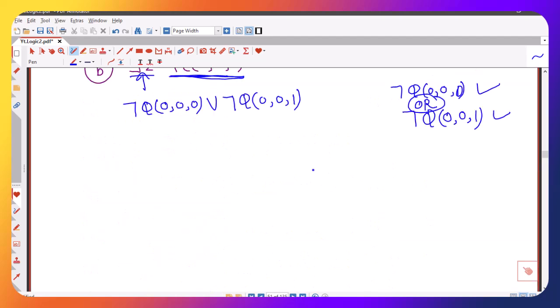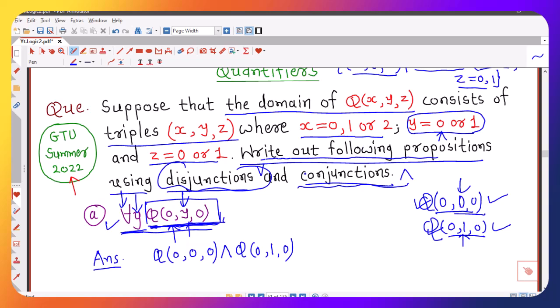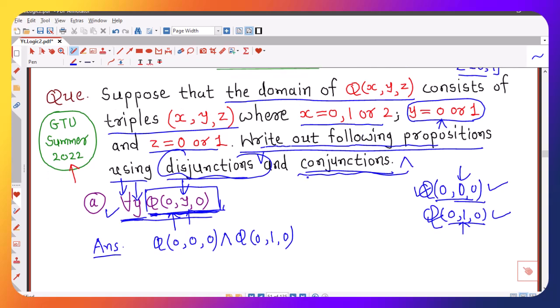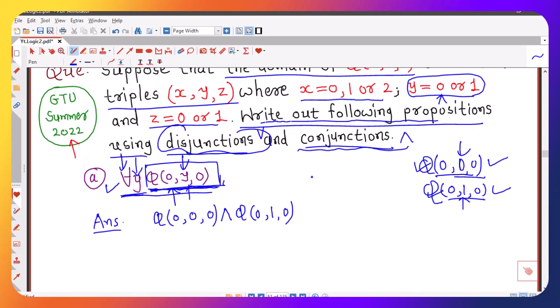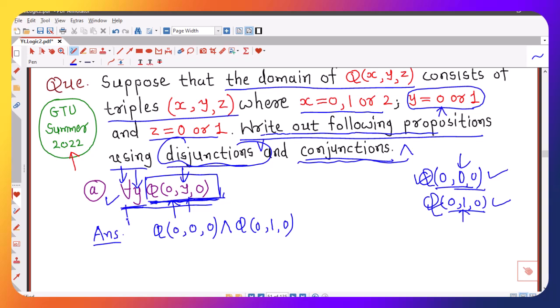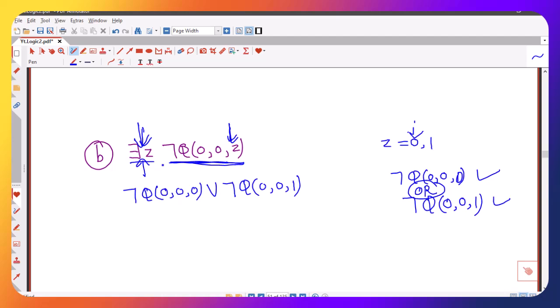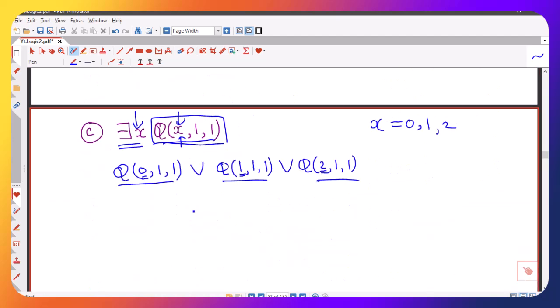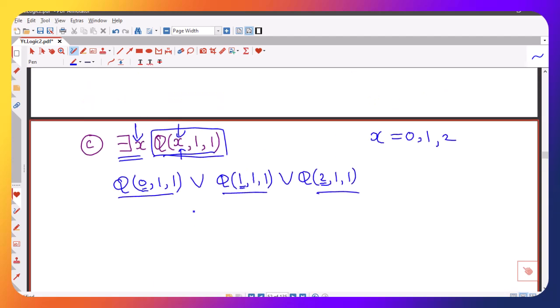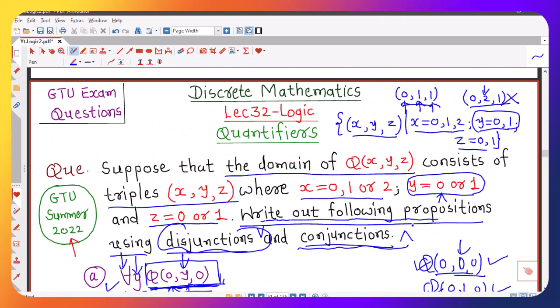So sometimes they can ask you to write down given propositions using disjunctions and conjunctions, and you can easily write in this way. Remember that whenever we have a universal quantifier, we will use the conjunction operator, that is AND, and whenever we have an existential quantifier, we will use the disjunction, the logical connective OR. So this is an easy question. It was asked in GTU Summer 2022 exam.